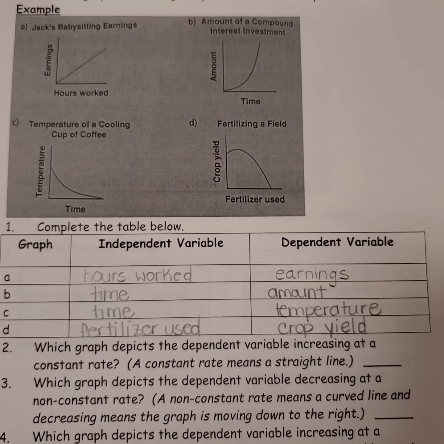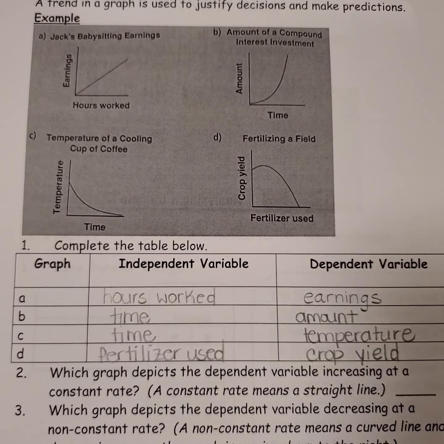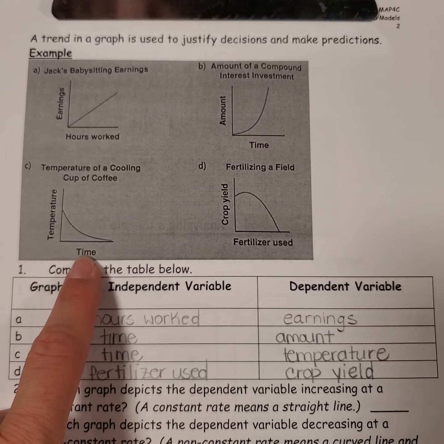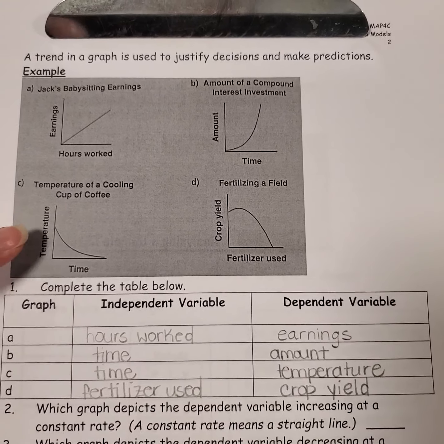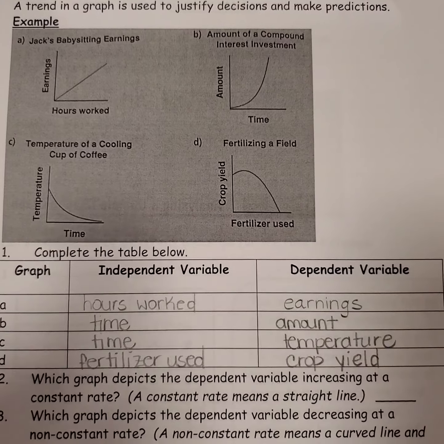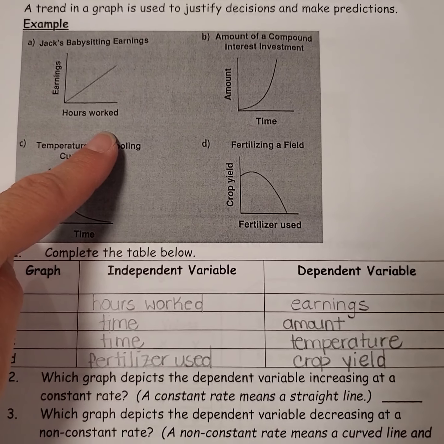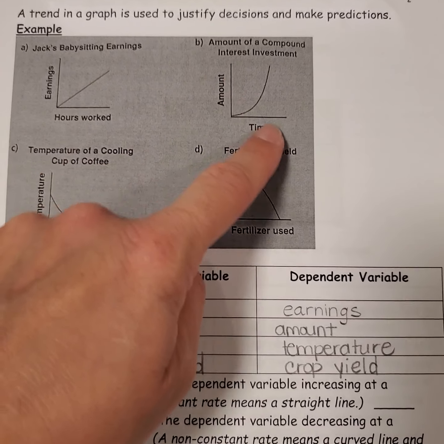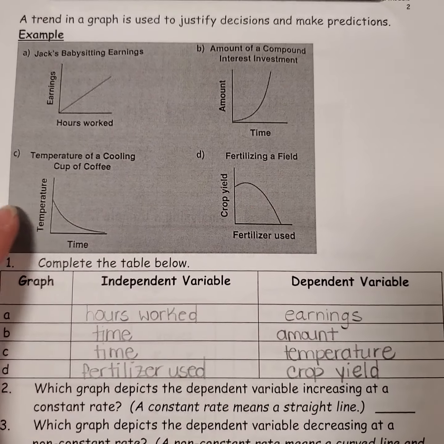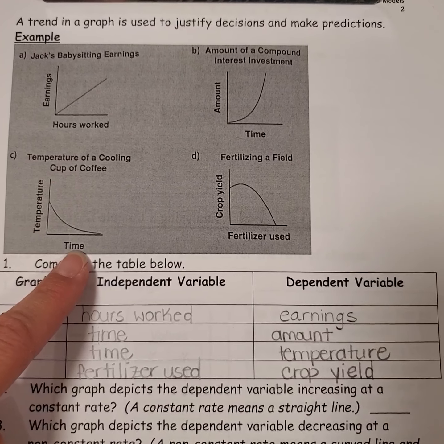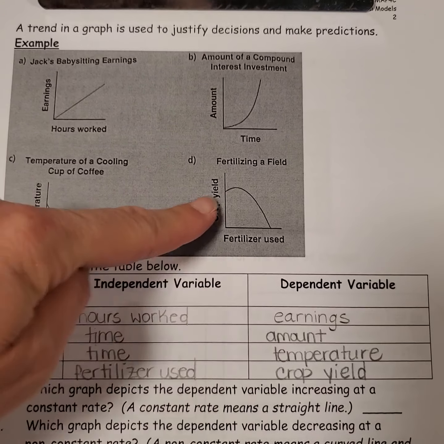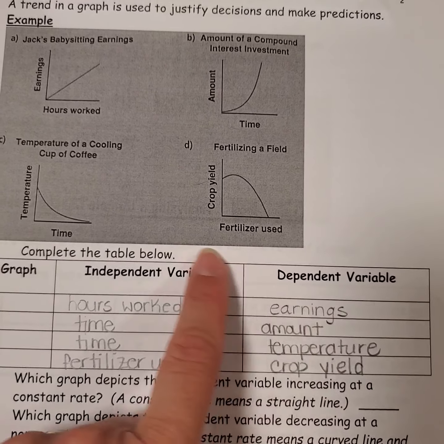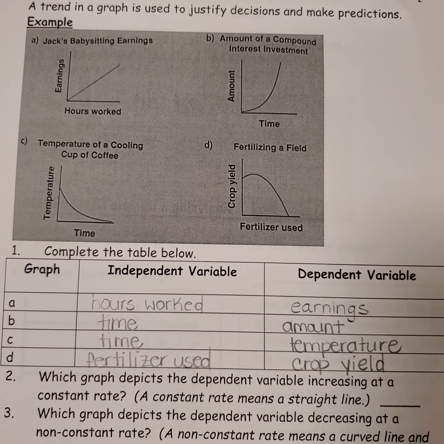Okay, so hopefully you went through those on your own. And again, when we are looking to distinguish between the two types, your independent variable is plotted on your x-axis and your dependent variable on your y. So earnings depend on hours worked. Amount depends on the time. Temperature depends on time. Crop yield depends on the fertilizer used. All of these things depend on the variable that was plotted on the x-axis.